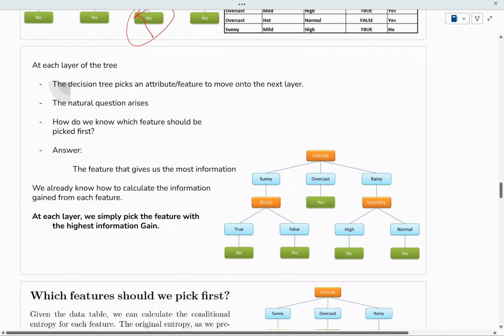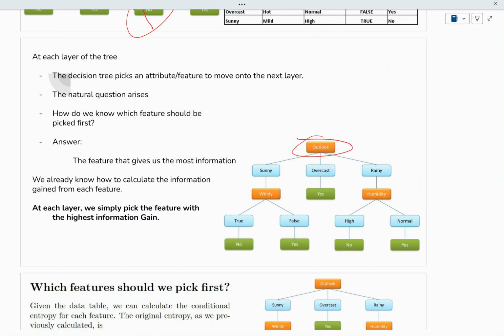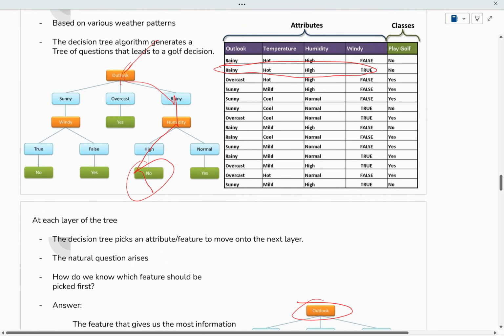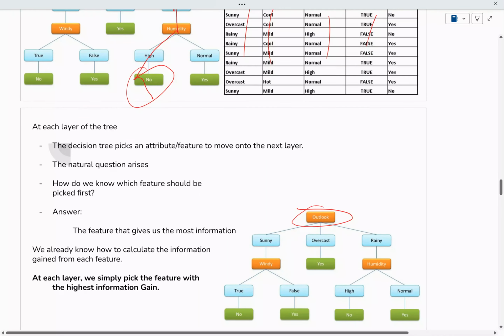At each layer of the tree, the decision tree basically picks a feature. Like at each layer, you see how it picks a feature, and when you pick these features, the natural question arises: well, at each layer, how do you know which feature you should pick? I mean, there's one, two, three, four. So there are four features here. How do we know that we should pick Outlook?